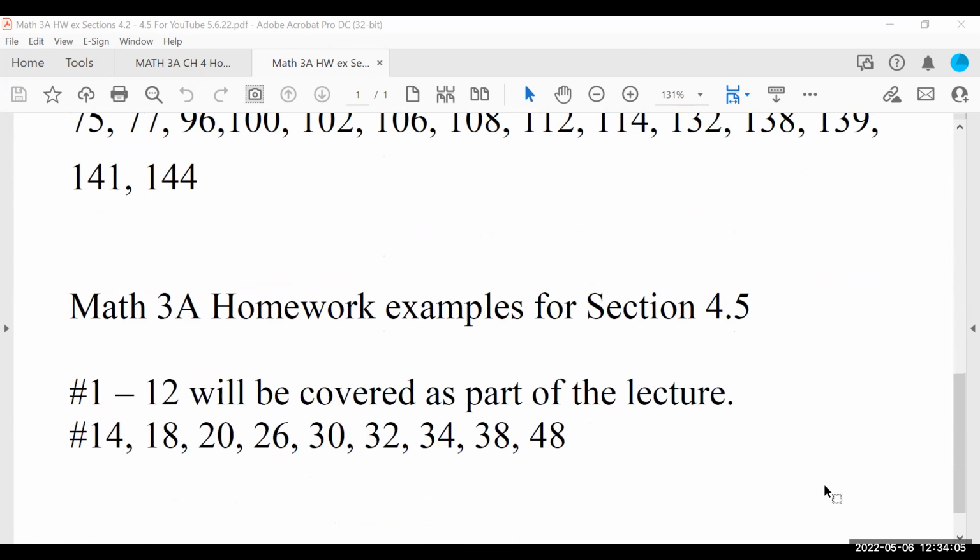And even though I haven't actually lectured on 4.5, after I do, you'll have these already loaded. It's basically plugging stuff into formulas, so you could even try it on your own, but we will do this. I will load this one as well. I am going to cover questions 1 through 12 as part of the lecture.